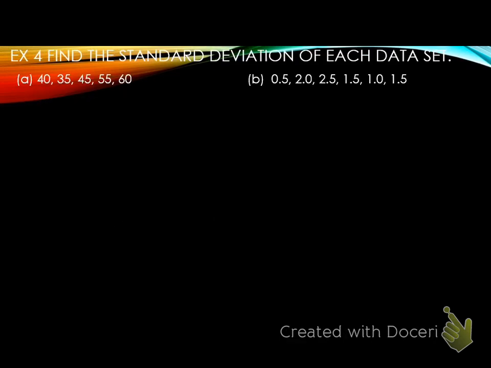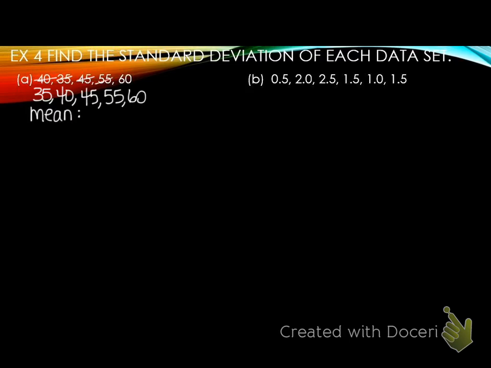All right, now let's go on to example number 4, where we're asked to find the standard deviation. If you look at your steps, what does step number 1 for finding standard deviation tell us to do? Find the mean. But it will be beneficial if these numbers are in order from least to greatest. Looking at letter A, the smallest number is 35, then 40, 45, 55, 60. Awesome.